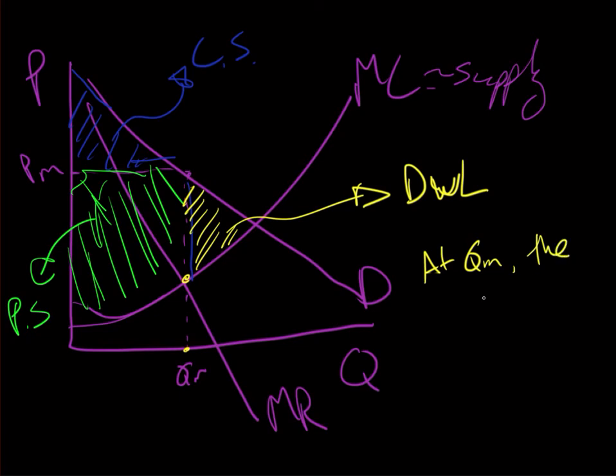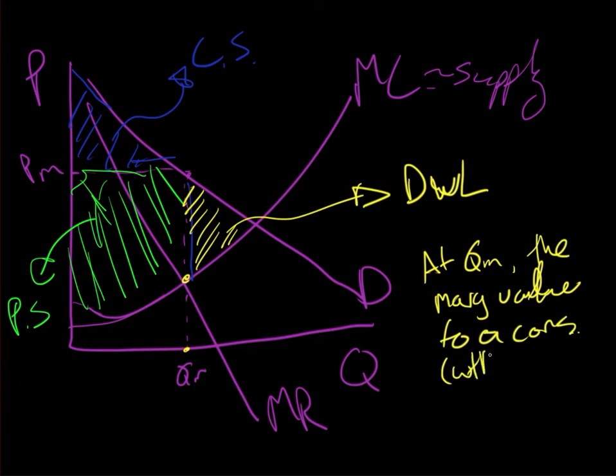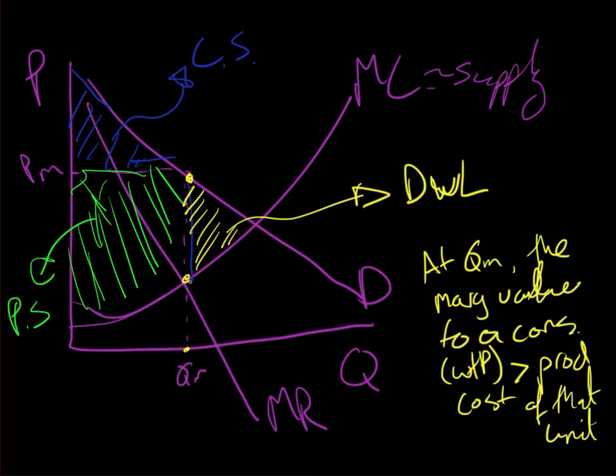the marginal value to a consumer, for example, his willingness to pay, which is represented here for this quantity, is greater than the production cost of that unit. And normally, if the value to someone is greater than the production cost, this unit should be produced. This guy is willing to pay more than the production cost. It's produced, it's sold, and then you keep on moving.